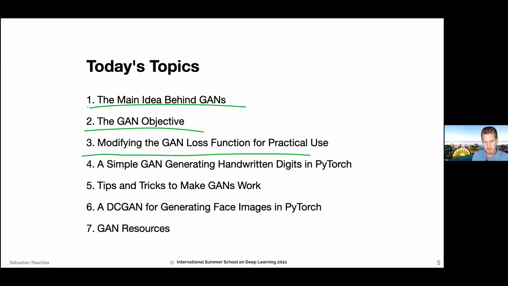Modify this then to make this easier to implement in common frameworks such as TensorFlow and PyTorch. And then we will implement our first GAN. So we will implement the fully connected GAN, a GAN with fully connected layers, like they did in the original paper. And then we will generate handwritten digits. And we will be looking at code in PyTorch.